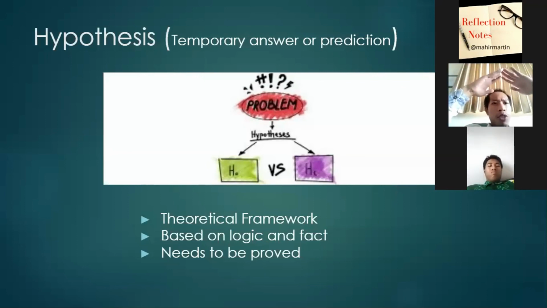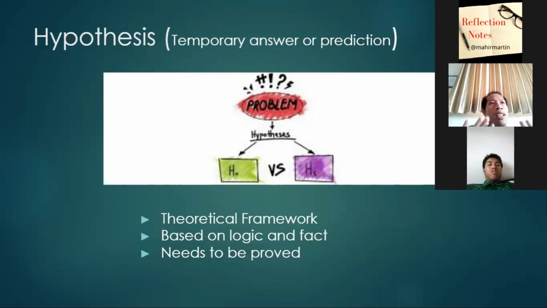After you do the theoretical framework, then you state your hypothesis, and the hypothesis must be logical and based on the facts. You cannot just say that the hypothesis is because of the food, for example. If there is no food in the car, there is no relation between car and food, but you say the corrosion is because of the food. This is not logical and not based on the facts. You have to state your hypothesis based on facts and logical things.